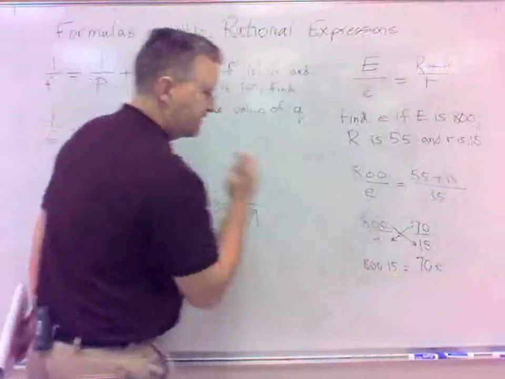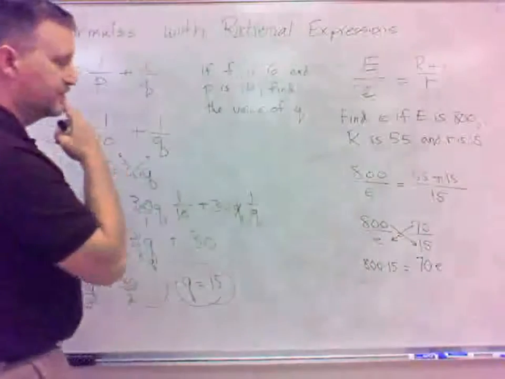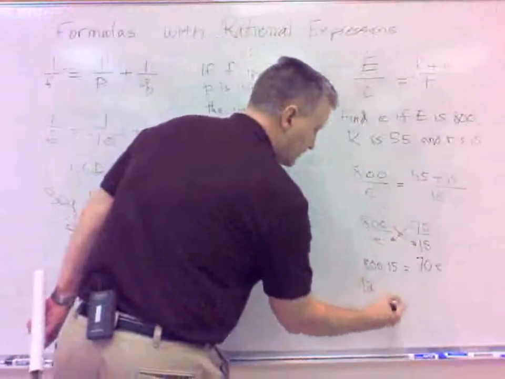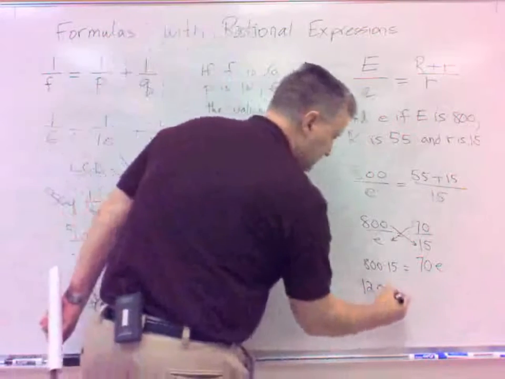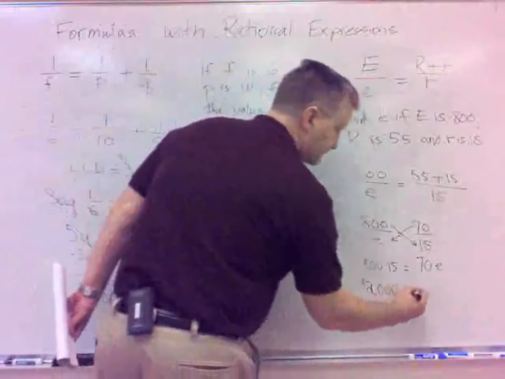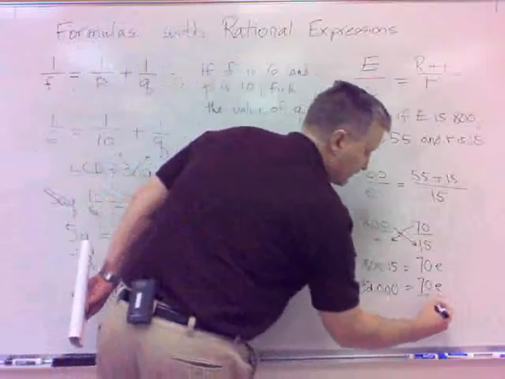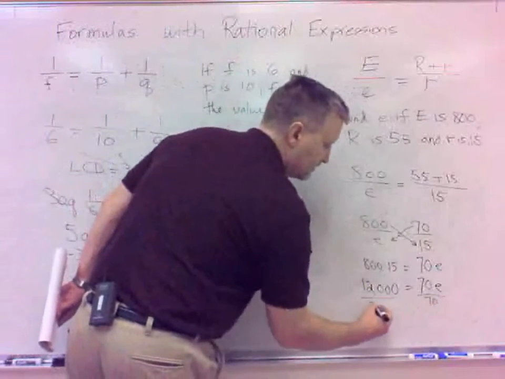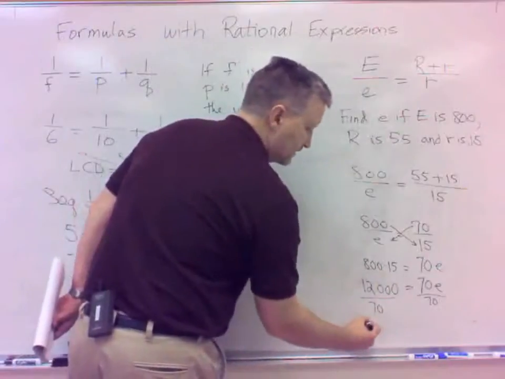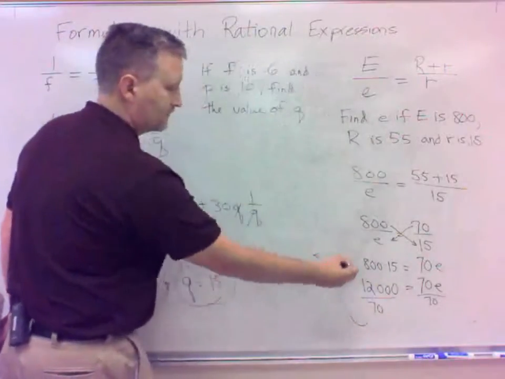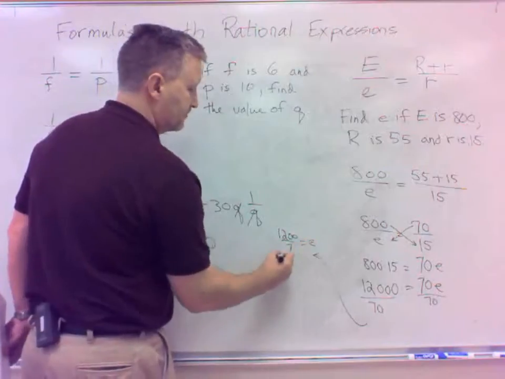Let's see, 15 times 800, that's going to be, I believe, 12,000, sorry. 12,000 equals 70 little e. All I have to do then is divide by 70. Those reduce by 10, so that's going to give me 1,200 divided by 7. That's little e.